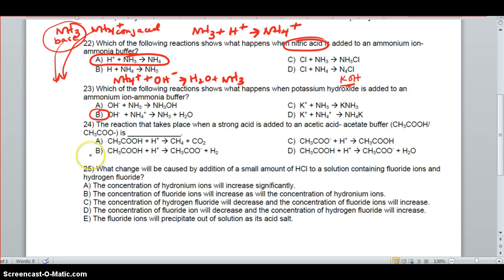Okay. Alright, 24. The reaction that takes place when a strong acid, they don't really tell you which one, but just H plus is good enough, is added to an acetic acid and acetate. Alright, so we've got this. It's acetic acid. That's our acid. And then we've got our acetate, which is our base. So the thing that we're adding is a strong acid. So you've got an acid present, you've got a base present, definitely a buffer.